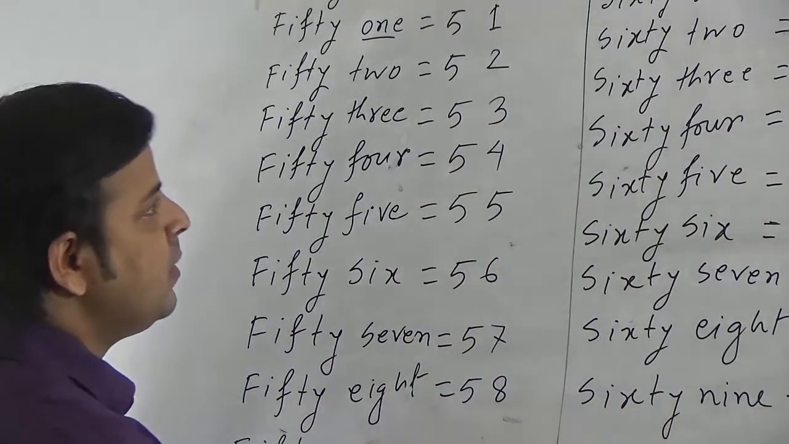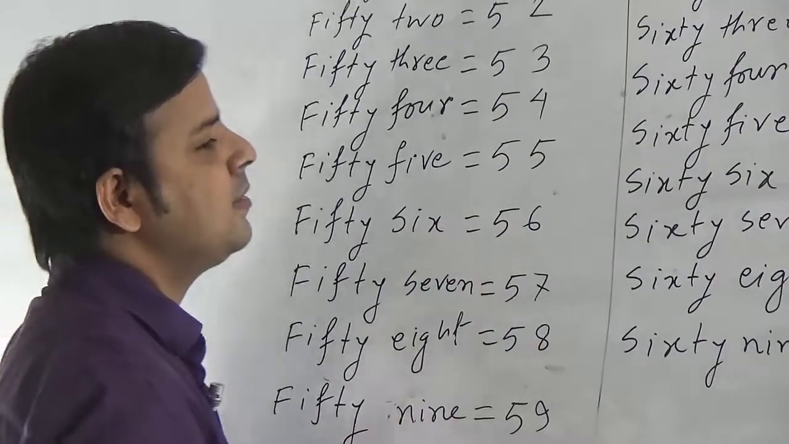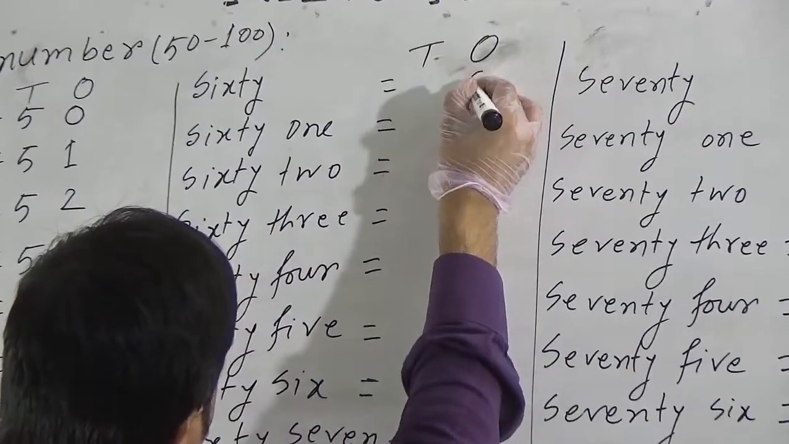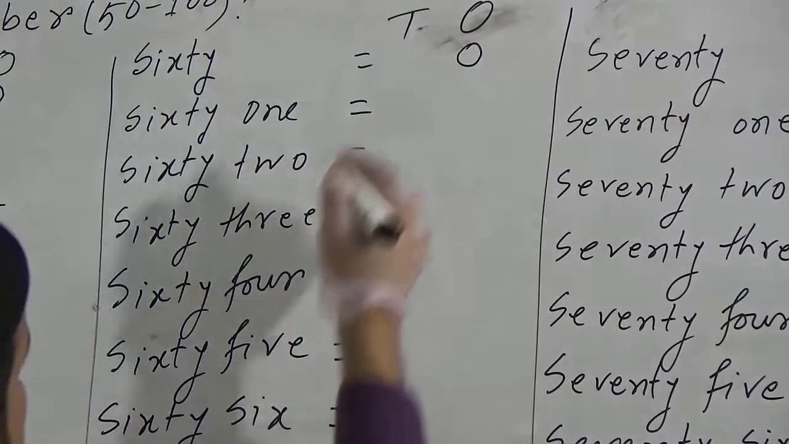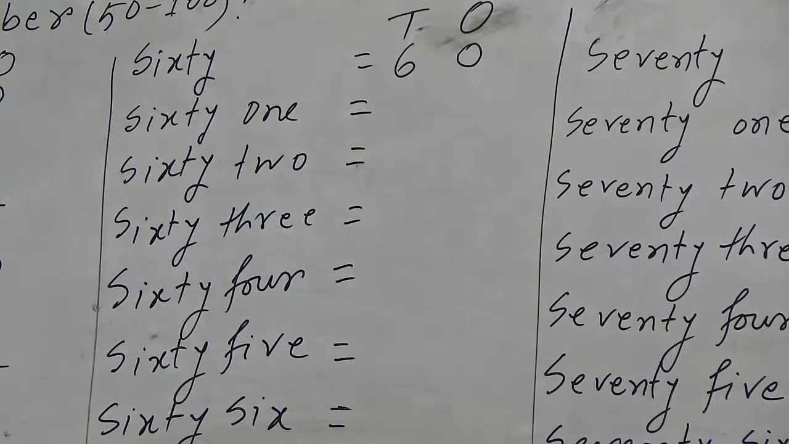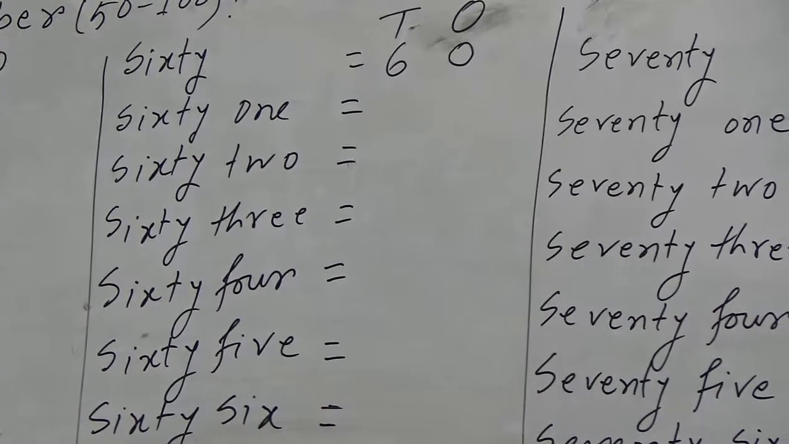After 59, next number is 60. So let us write 60. To write 60, we have to write 0 in ones position and 6 in tens position. And we have learned a technique here. Just ones position will be changed.